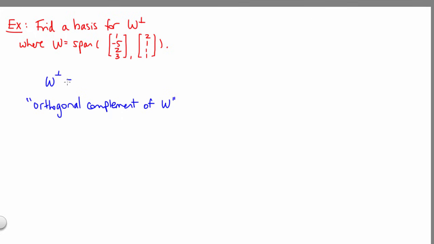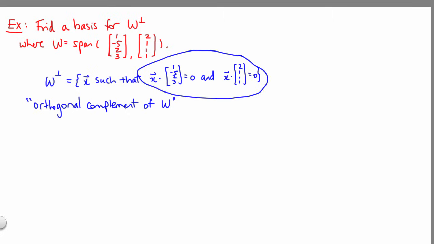And W perp represents the set of all vectors x such that x is orthogonal to our first basis vector as well as our second basis vector. Let's take a closer look at these two equations here. Let's say the components of x are x1 through x4. This first equation says that x1 minus 5x2 plus 2x3 plus 3x4 equals 0.